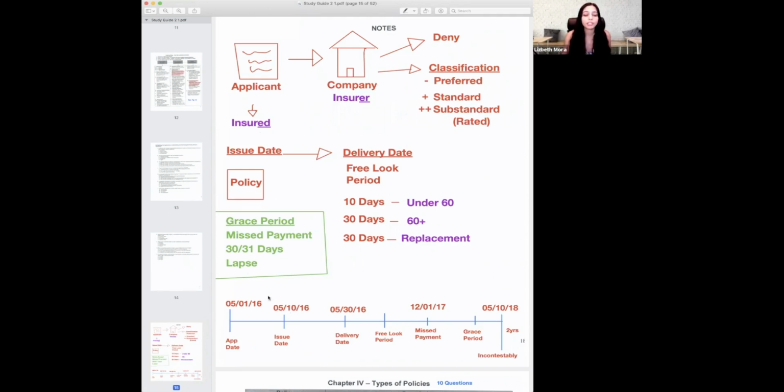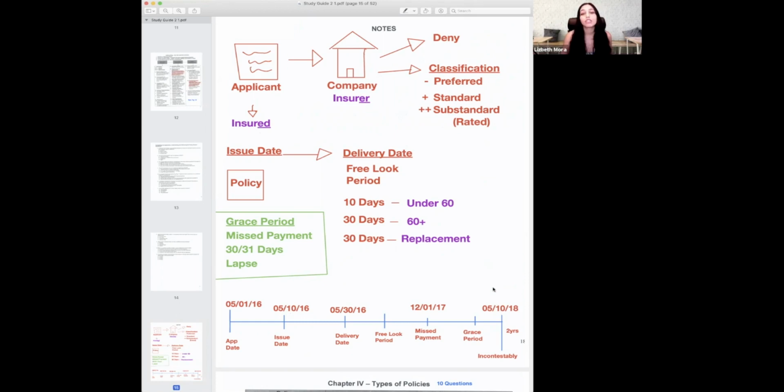Now, if you go down here to the timeline, the dates don't really matter, like the month and the year, things like that. It's more putting it all into a time frame. So let's say May 1st, 2016, this is the day you applied for life insurance. Let's say May 10th, 2016, there's an issue date. It means you got issued a policy. Let's say on the 30th of the same month, I delivered your policy. And remember, if you get a delivery date, that means you go into free look period. Let's say on December 1st, 2017, you missed a payment. You go into grace period, I call you up, we fix everything, it's fine, right?